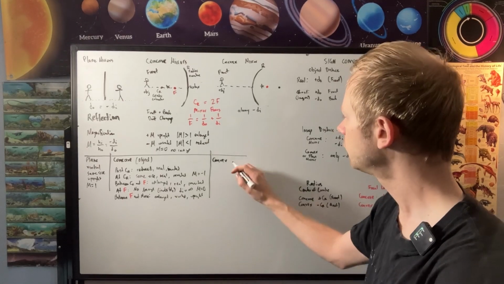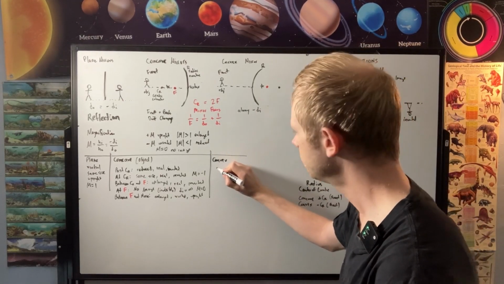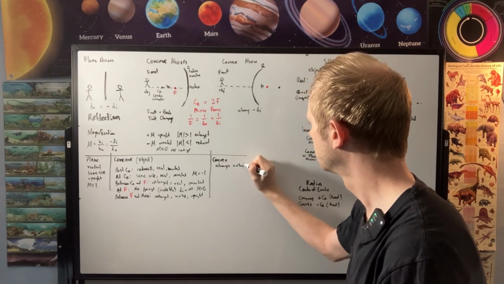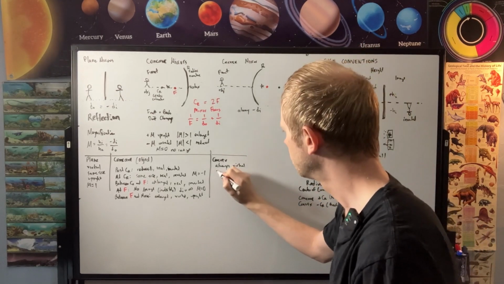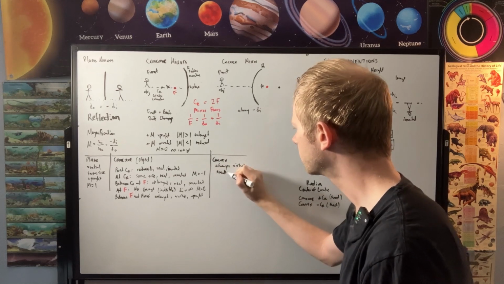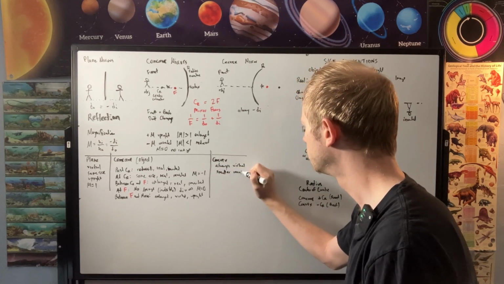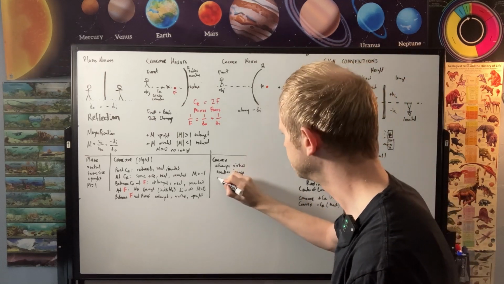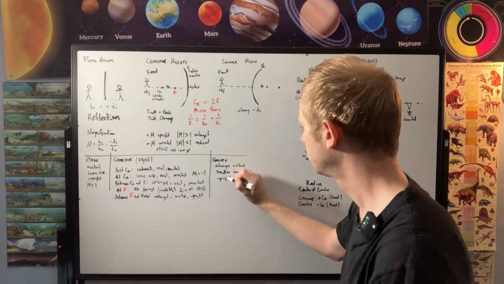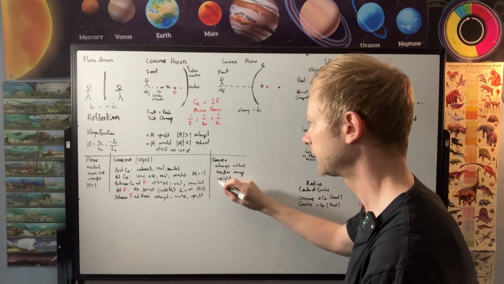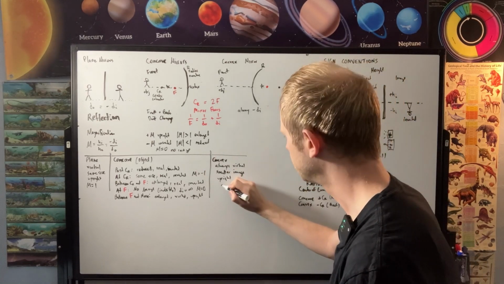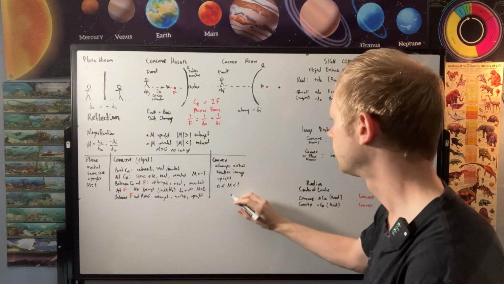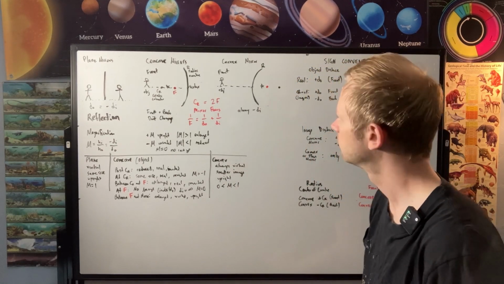For the convex mirrors, we've already established that these will always be virtual because they're negative di, and we're also always going to get a smaller image. These will shrink things, and they will always be upright. So the magnification is always positive, but that means that you're going to get from 0 to 1 for the magnification here on the convex mirrors.